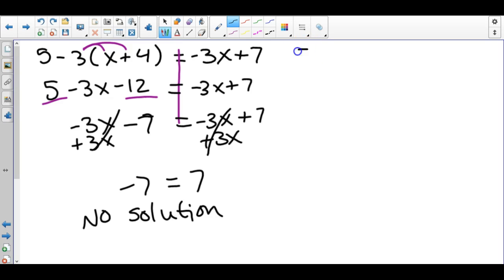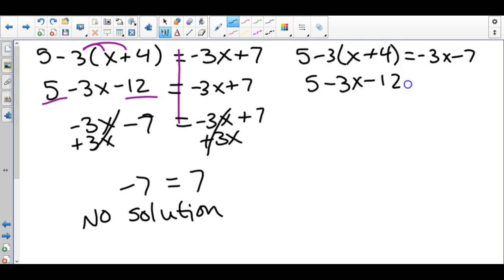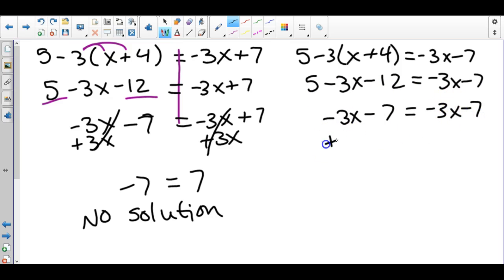So I'm going to change this just slightly. We would still need to distribute the negative 3. We'd still start the same way. We would still combine our like terms. 5 minus 12 is negative 7. We'd still do our opposites and add 3x to both sides. This time, though, we end up with negative 7 equal to negative 7.